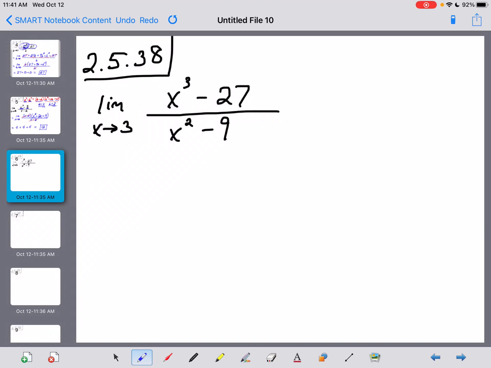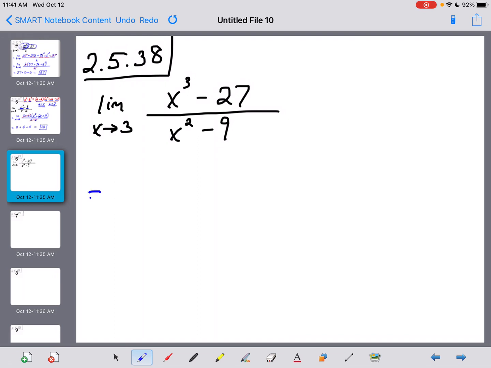Number 38 here builds on what number 37 was just doing. We're asked to take a limit as x approaches 3 of this rational function, and plug and chug again is going to get you 0 in the denominator, not a surprise. So we've got to try to do some creative work here in terms of factoring.